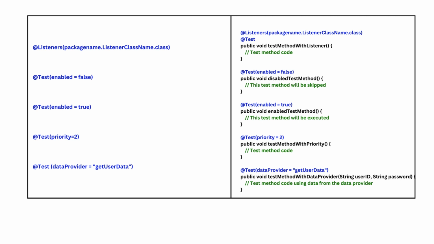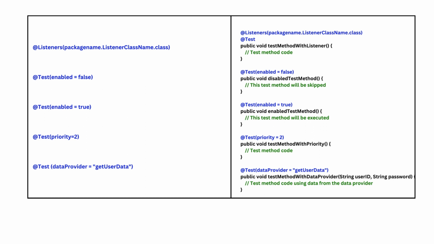Enabled equals false means the test method is disabled and will not be executed, while enabled equals true means the test method is enabled and will be executed. @Test(priority = 2). It assigns a priority level of 2 to the test method, influencing the order of execution when multiple test methods are present in a test class. Lower priority values are executed first.